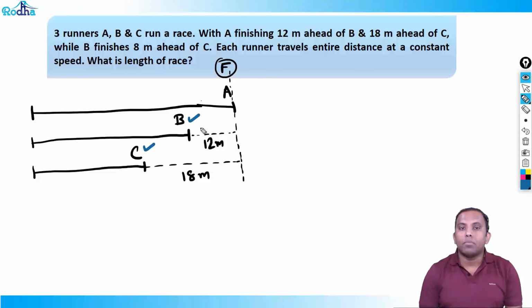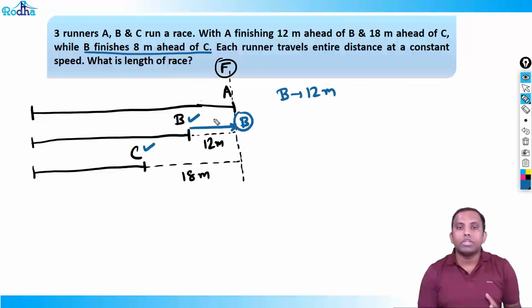So when B reached here, in the time where B covered a distance of 12 meter, C is at this point here. So in the time where B has reached the finishing line, B can beat C by 8 meter. That means B finishes 8 meter ahead of C. So when B has reached the finishing line, by covering 12 meters, in the same time C has reached from here to here.